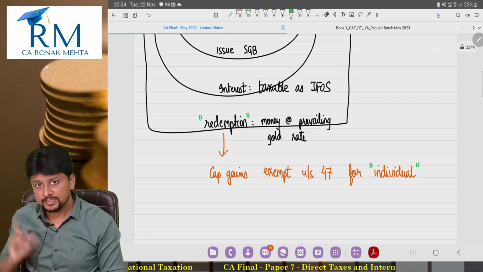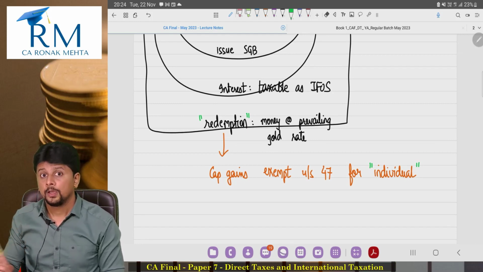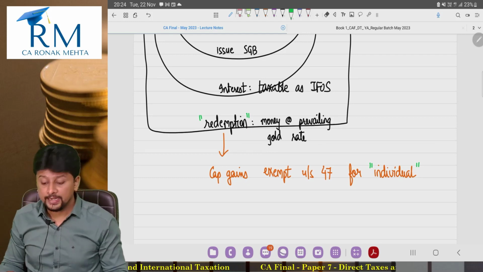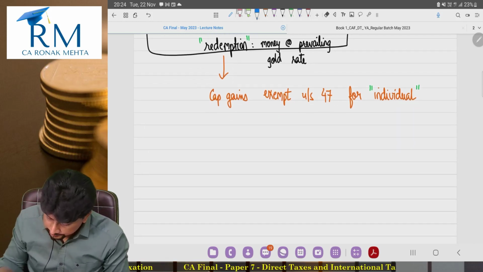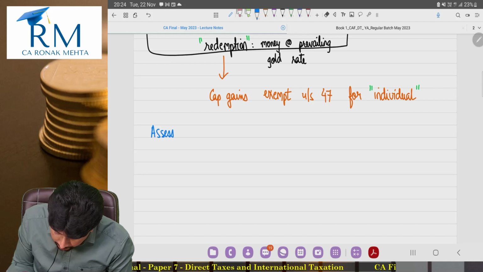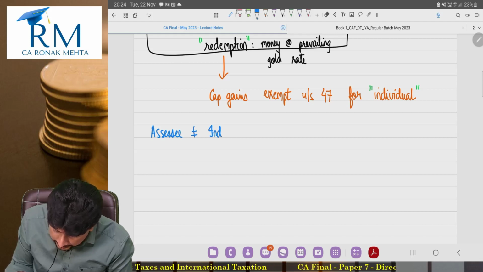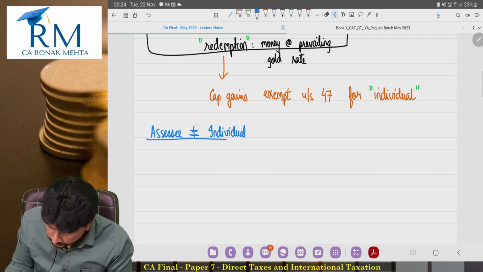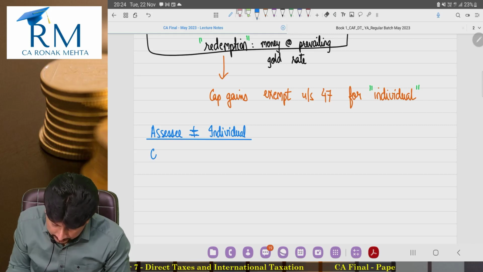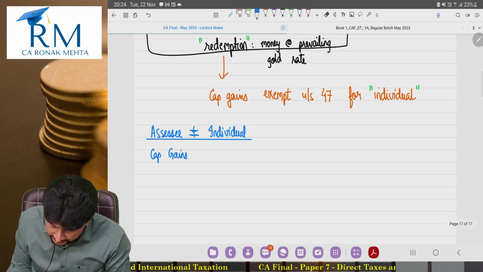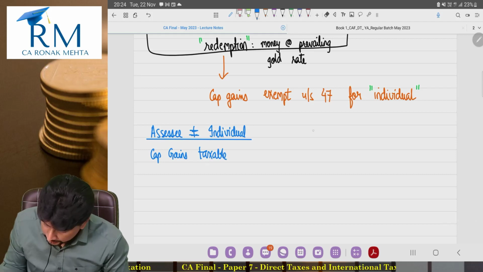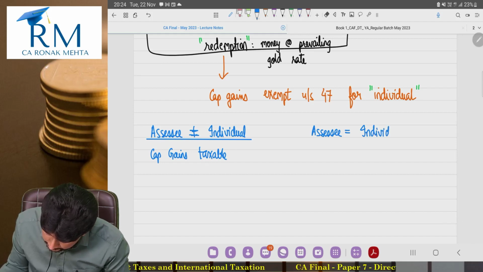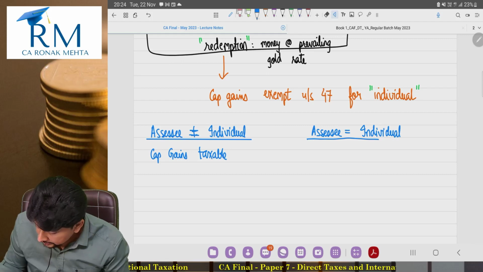Beta, does everybody get exemption? Nah. Capital gain is exempt only if you are an individual. This benefit is given only for individuals. Sir, that means if the assessee is any assessee other than an individual, company, partnership firm, HUF, then beta in this case capital gain is taxable. The exemption is allowed only if the assessee is an individual.